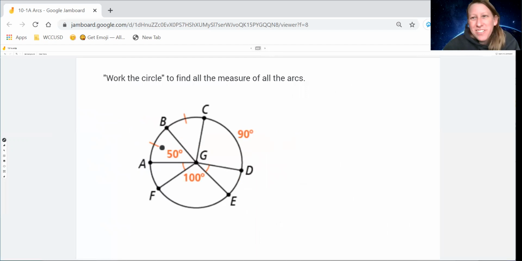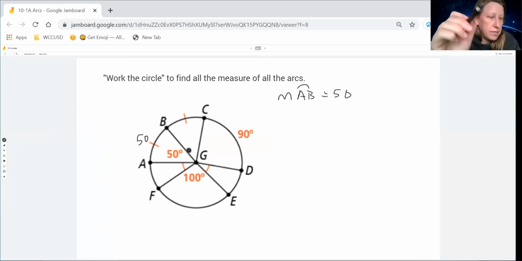Okay, these are fun. I like working the circle. So I want to find the measure of all the arcs in here, and maybe all the central angles too. And I'm just going to go piece by piece. So what's the measure of arc AB? Well, AB is here. There's a 50 right in here. So the measure of arc AB is also 50 degrees because it's the same as its central angle.